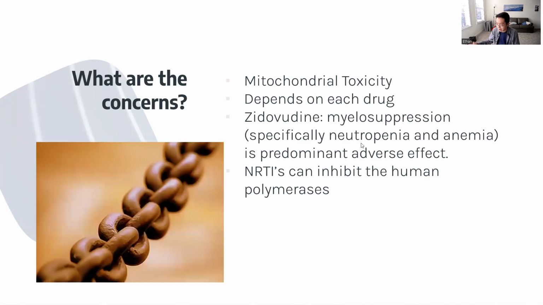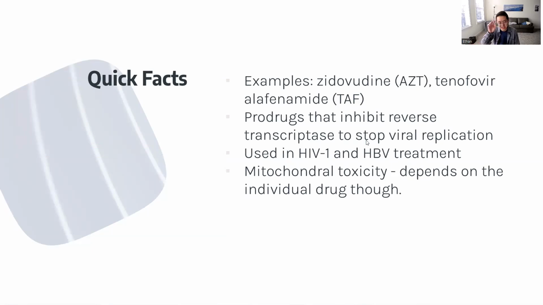Again, just like the chain, we're putting weak links into our own DNA chains by using NRTIs in our own polymerases. So what did I talk about today? Examples of NRTIs include zidovudine, AZT, and tenofovir alafenamide, TAF. They're prodrugs that inhibit reverse transcriptase to stop viral replication. They're used in HIV-1 and HBV treatment, and they have mitochondrial toxicity because these NRTIs can, unfortunately, be taken up by our own polymerases. But it really depends on the individual drug.